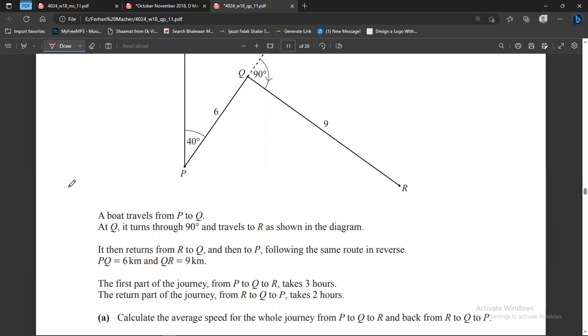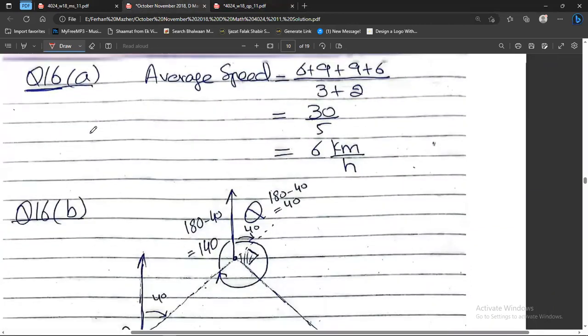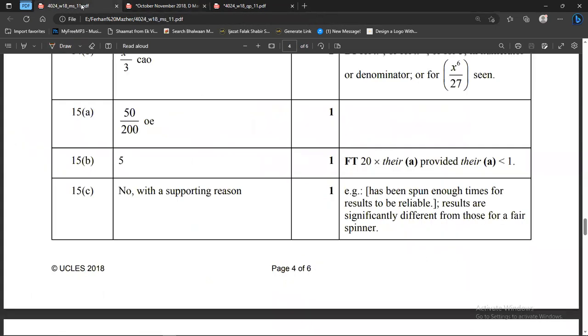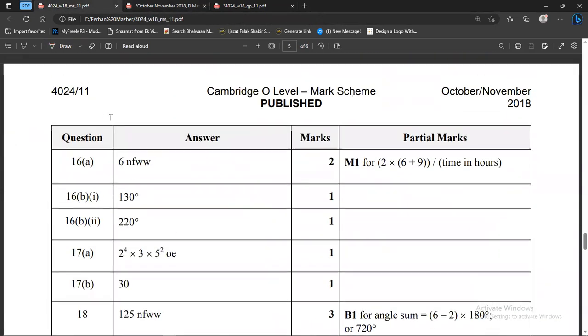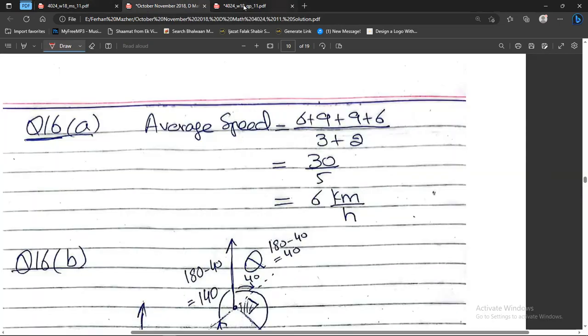The average speed is total distance traveled in a journey divided by the total time taken to cover that journey. So here is my solution. The average speed will be the total distance traveled divided by the total time taken. That will be 6 plus 9 plus 9 plus 6, and divided by, in the denominator you have 3 plus 2. So you have 30 by 5, that is 6. So the average speed is 6 kilometers per hour. So 6 kilometers per hour is the right answer, sir.